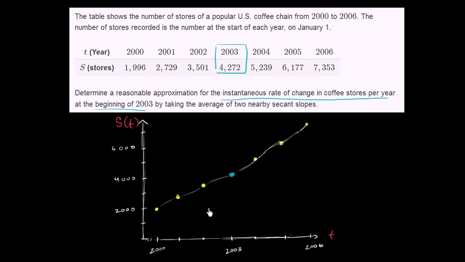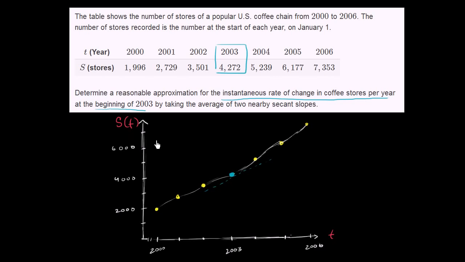So when they're saying the instantaneous rate of change in coffee stores per year, so this is the instantaneous rate of change of stores per time, they're really saying we need to approximate the slope of the tangent line in 2003 when time is 2003. So the tangent line might look something like that. I want to draw it so you see that this line right over here is tangent. Now, they say approximate. We don't have the information to figure it out exactly, but we have some data around it, and we can figure out the slopes of the secant lines between this point and those points, and then we can take the average of the slopes of the secant lines to approximate the slope of this tangent line.